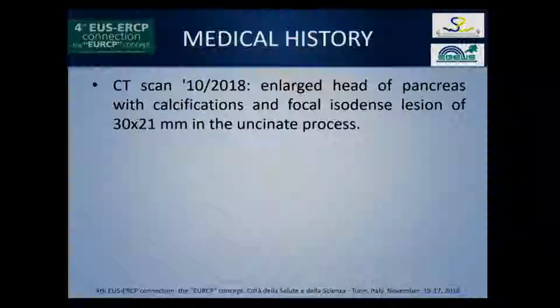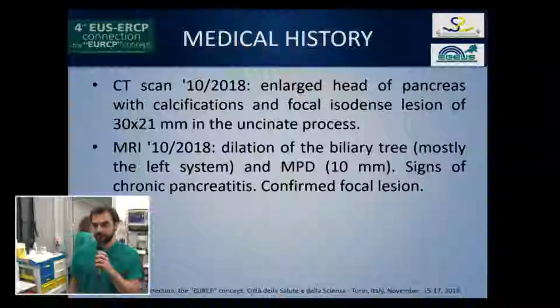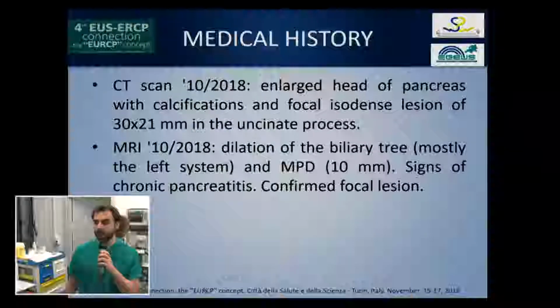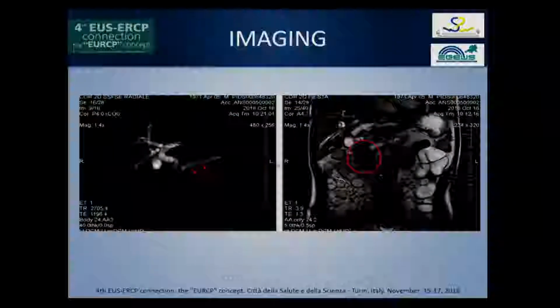focally dense lesion up to 30 millimeters in the uncinate process, which was confirmed by an MRI, which also showed a dilation of the biliary tree and of the main pancreatic duct up to 10 millimeters. In the images, we can clearly see the dilation of the main pancreatic duct and of the biliary tree, and on the right, the isodense lesion in the head of the pancreas.